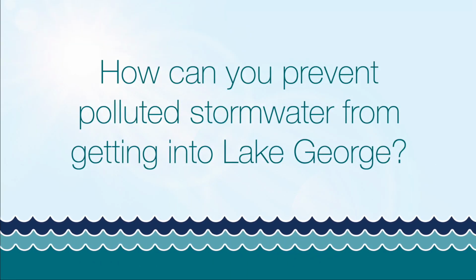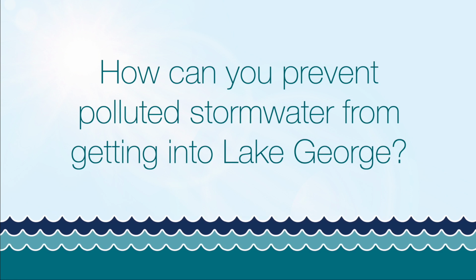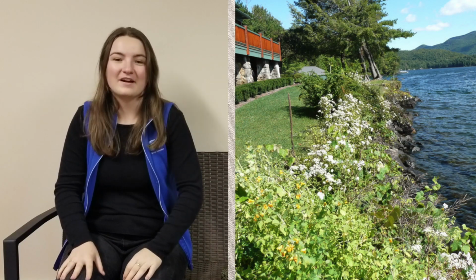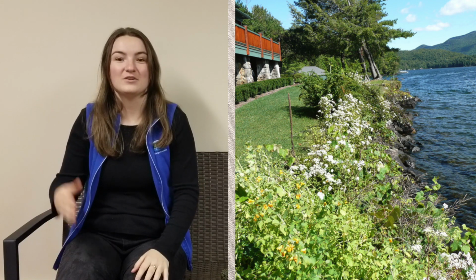How can you prevent polluted stormwater from entering Lake George? Well, the first thing is that you want to try and minimize the impermeable surfaces that you have around. If you have to pave somewhere, consider using a porous pavement. Also, if you live right on the lake, make sure there is a plant barrier, also called a rain garden, in between your house and the lake so that stormwater can't flow into Lake George unfiltered.